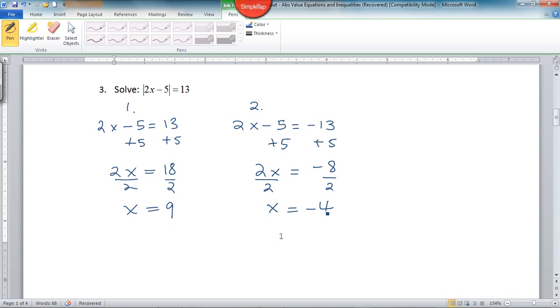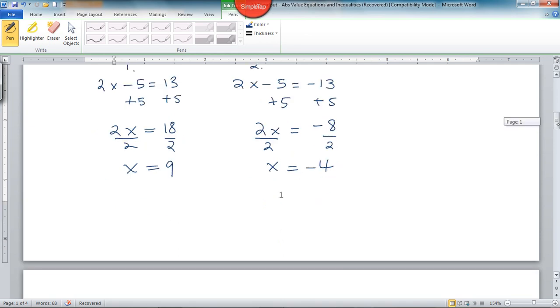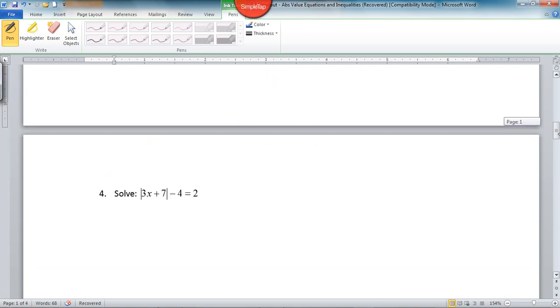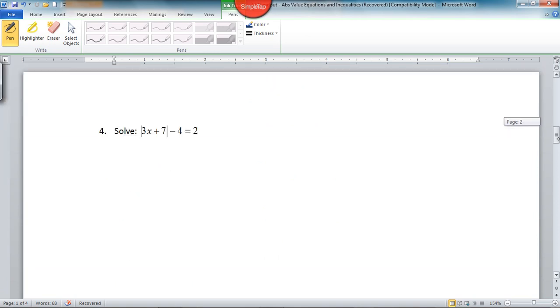And you can check those and make sure, but those two will solve the equation. So there's the original equation. There are going to be two answers to these absolute value equations that we saw. Let's look at a couple of others with a little bit of a twist on them.